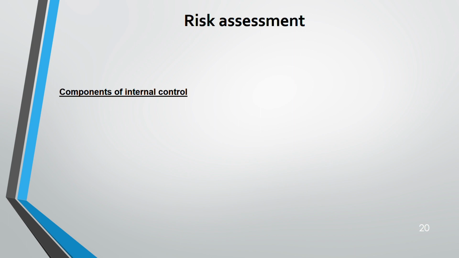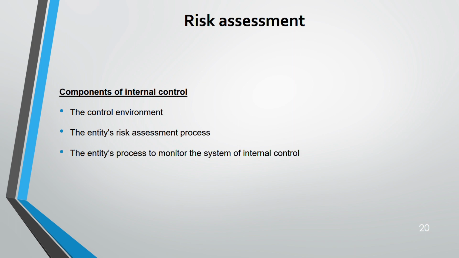Now, components of internal control. Once you have understood the environment, now it comes to internal control. This comprises 5 things, and we are going to study these 5 components separately. First is the control environment in the internal control. Then the entity's risk assessment process, the entity's process to monitor those internal controls, information system and communication, and control activities. Okay.